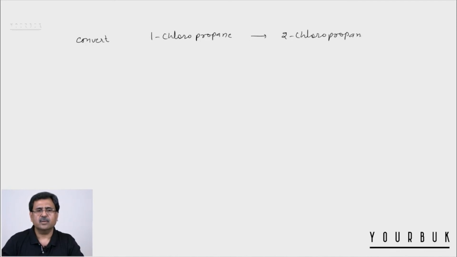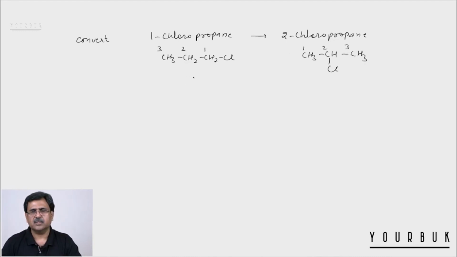Now the first conversion is to convert 1-chloropropane into 2-chloropropane. First of all, we write the structure of these two compounds. Now this is 1-chloropropane, and our aim is to prepare 2-chloropropane. If you look at these two structures, the only change is the position of the functional group from the number 1 carbon to the number 2 carbon. So the reaction proceeds via alkene.